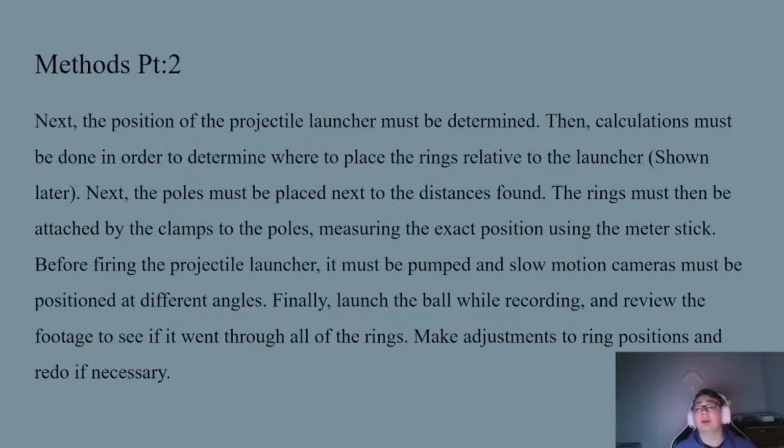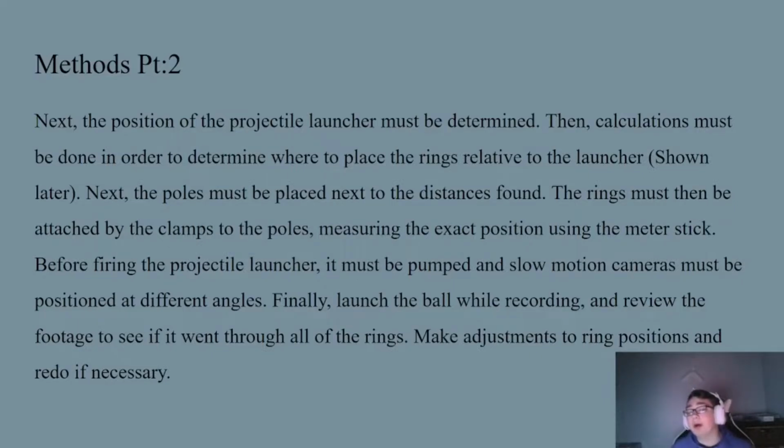Next, the poles are placed next to the distances found, and that's talking about the height of the poles and where the rings need to be. And we use the meter sticks to measure the exact position. Although you see later on in our trials that we didn't do that so well, our math was correct.